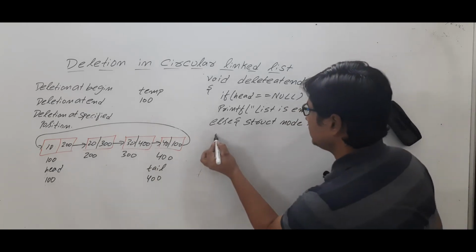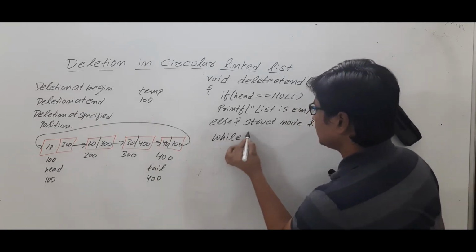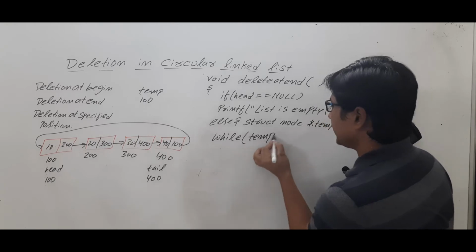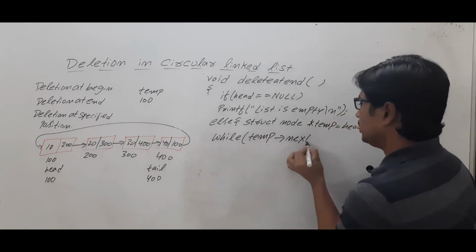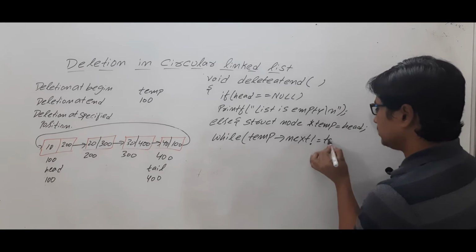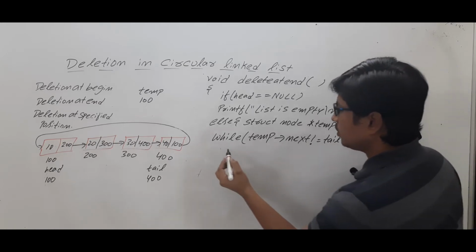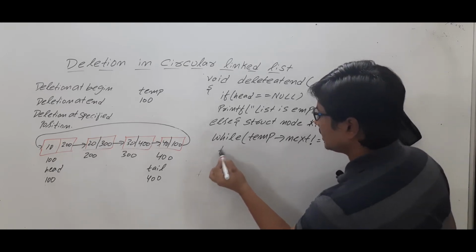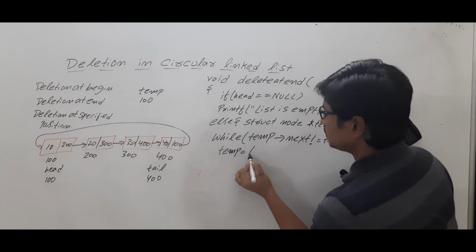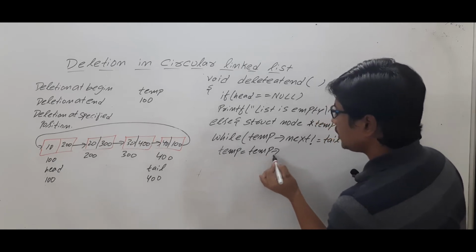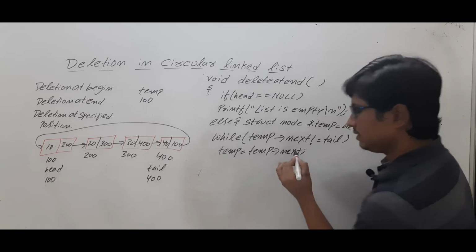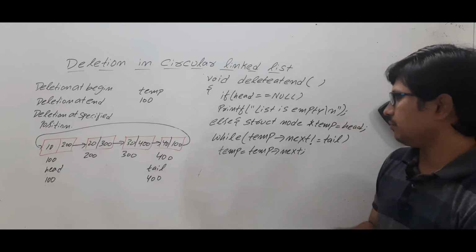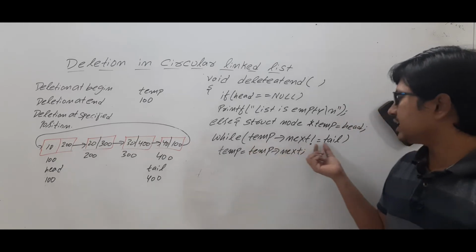We will write while temp of next not equal to tail, then I will write temp is equal to temp of next. Look at what will happen. If I write this step, what will happen? We will look at the condition: temp of next not equal to tail.